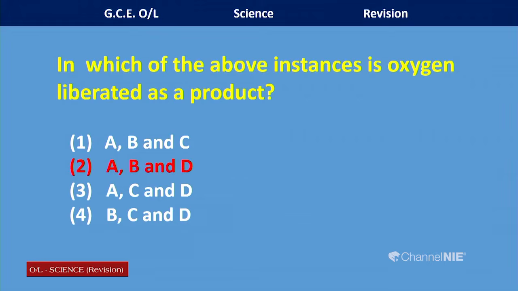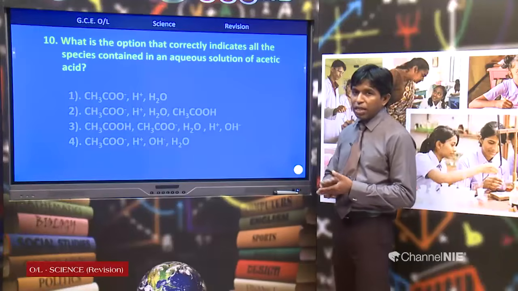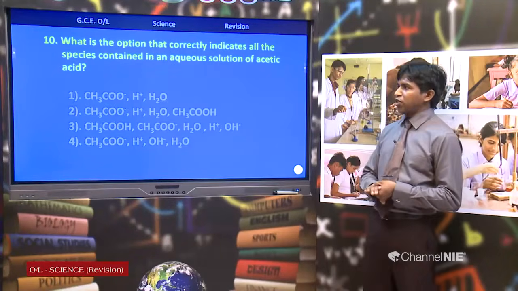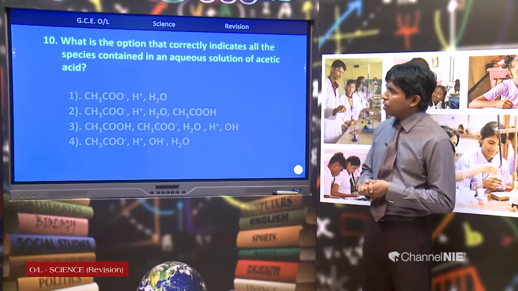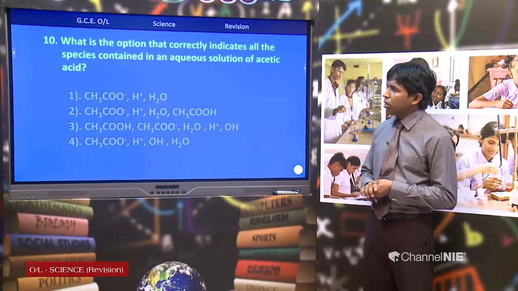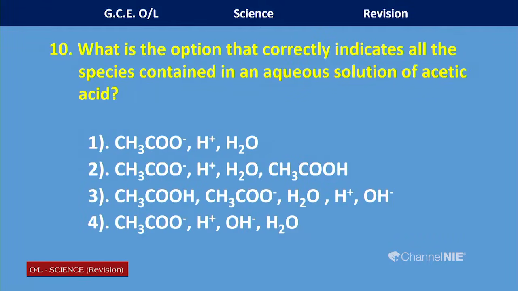Let us move on to the next question, question number 10. This is again from chemistry. What is the option that correctly indicates all the species contained in an aqueous solution of acetic acid? Here the most important words are aqueous solution and acetic acid. What is acetic acid? That is also called ethanoic acid. Sometimes we use the common name vinegar. So, there are three terms you can use for this: acetic acid, vinegar or ethanoic acid.